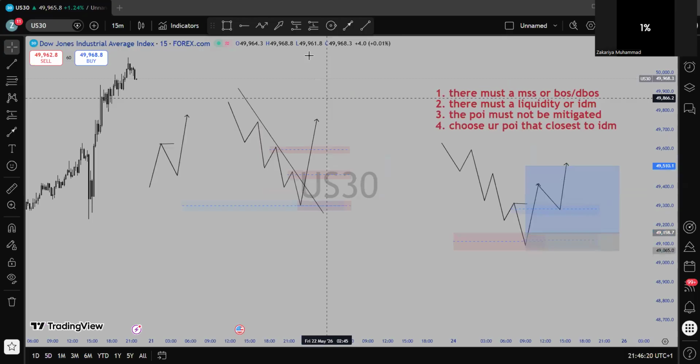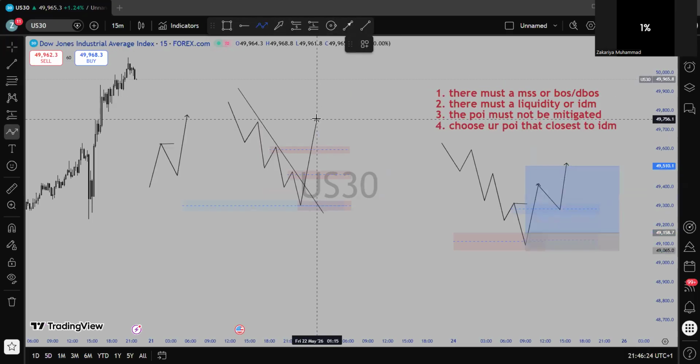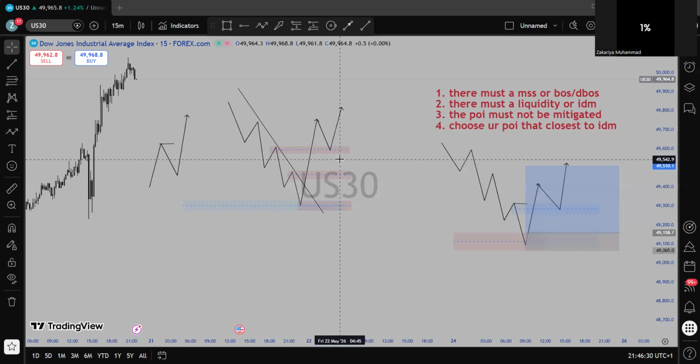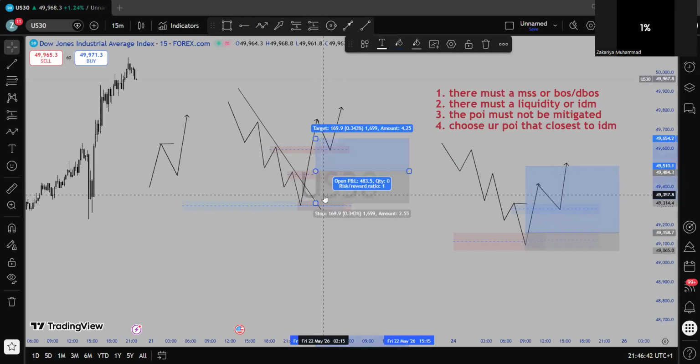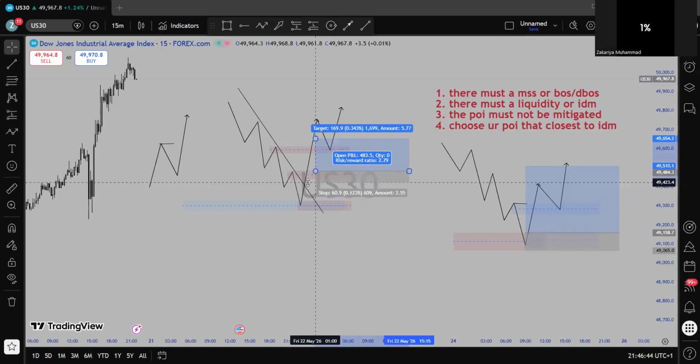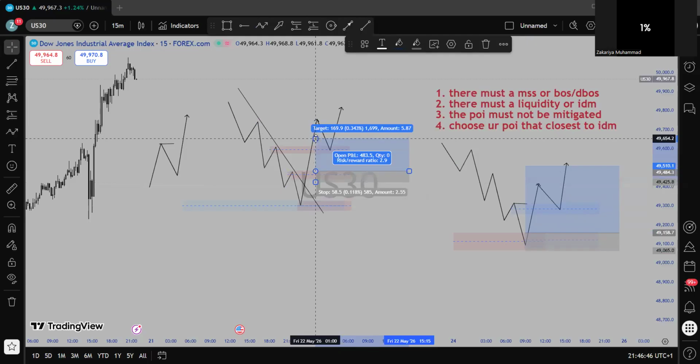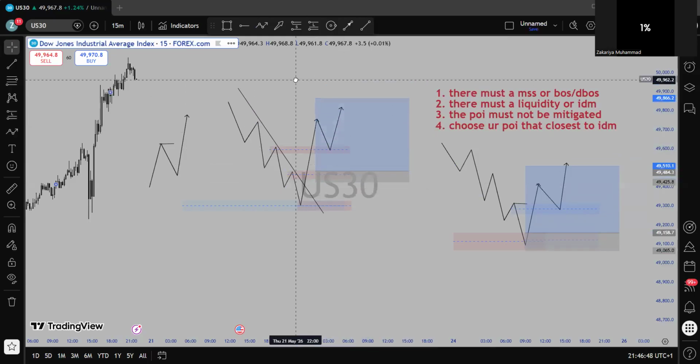In this scenario, if we have something like that, in this case, we have triple multiple breakup structure. Market tapped only this zone and then push up, give us that inducement liquidity. So we know that this first breaker block is invalid. We have two other points of interest we can use. Then we're going to choose the one that is closest to the inducement, which is what? This second breaker block, and not the order block.